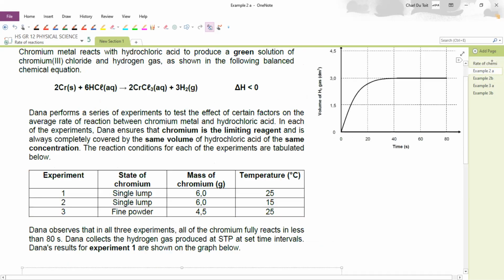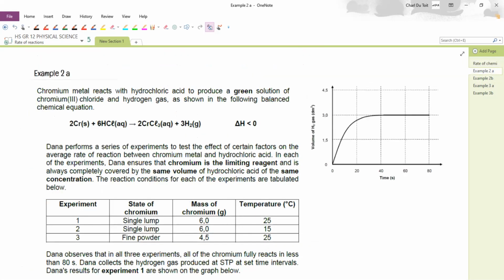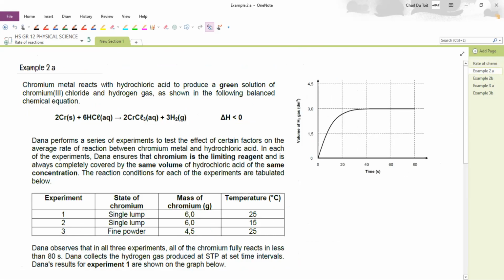Right, this is a huge example. We might have to copy and paste more of these pages. Okay, I've got chromium metal. There we go.